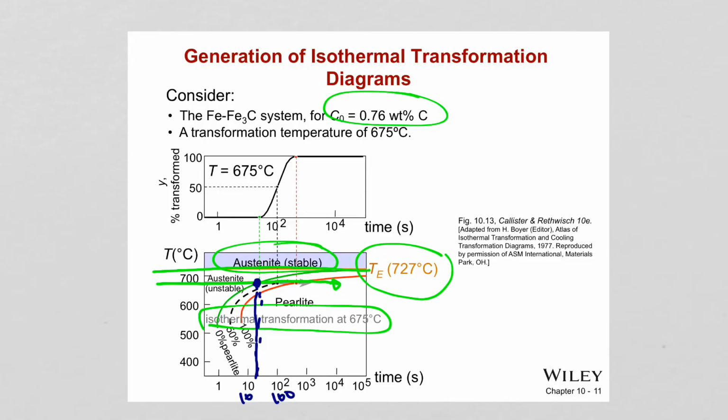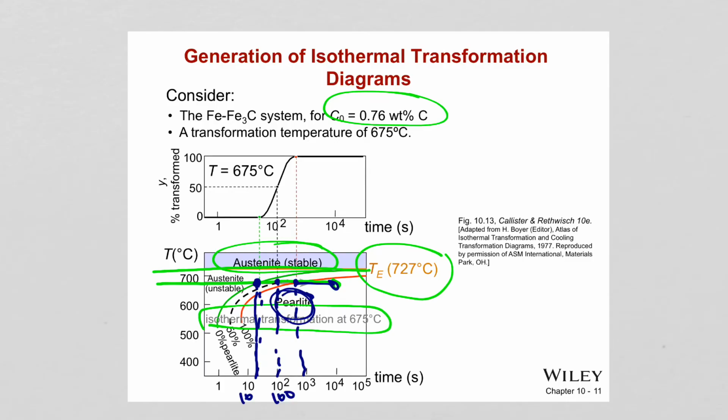So 50% transformation will take place at 100 seconds, and the transformation of austenite to pearlite will be complete at around 1000 seconds. So after that you have complete pearlite in the system.